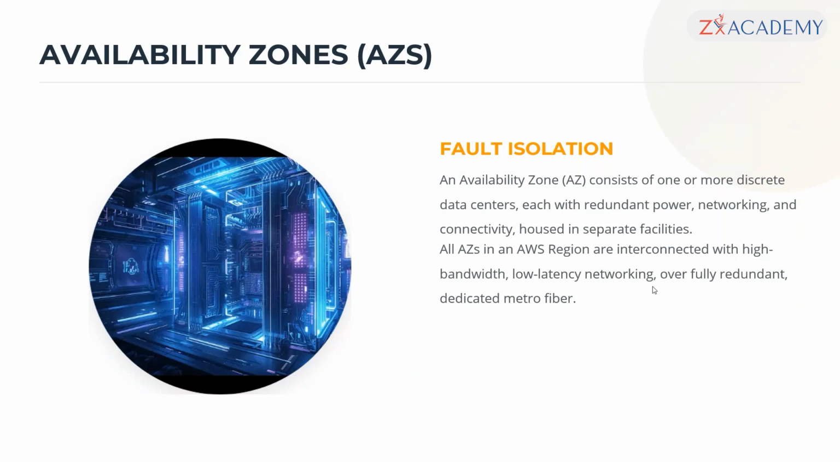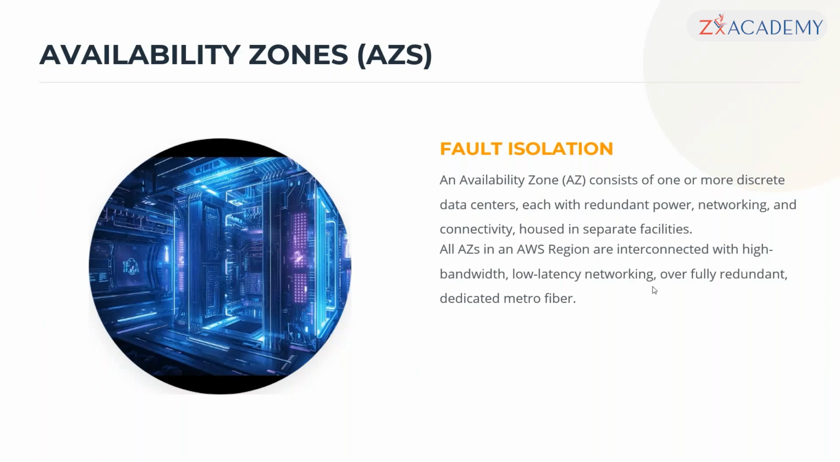So the availability zone. We are dividing the regions into availability zones. For each region, we have at least three availability zones. We can have more. So three or more availability zones for each region. These are there for fault isolation.